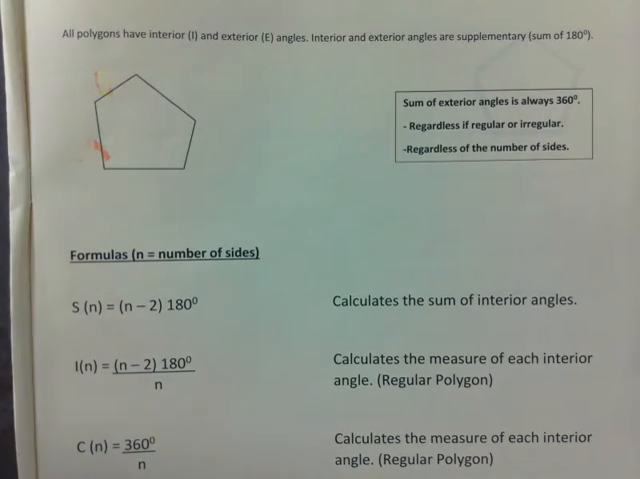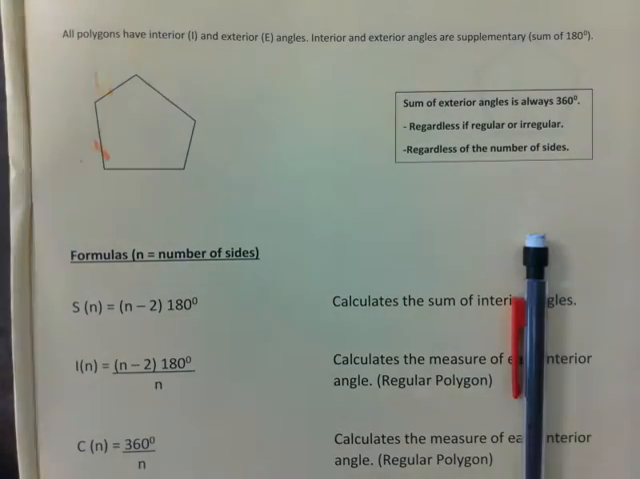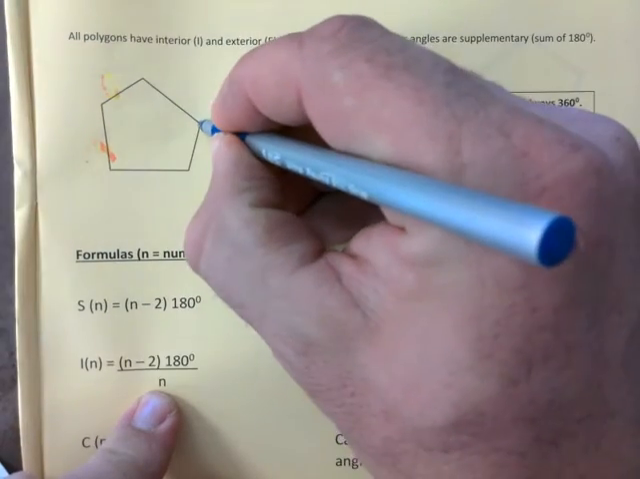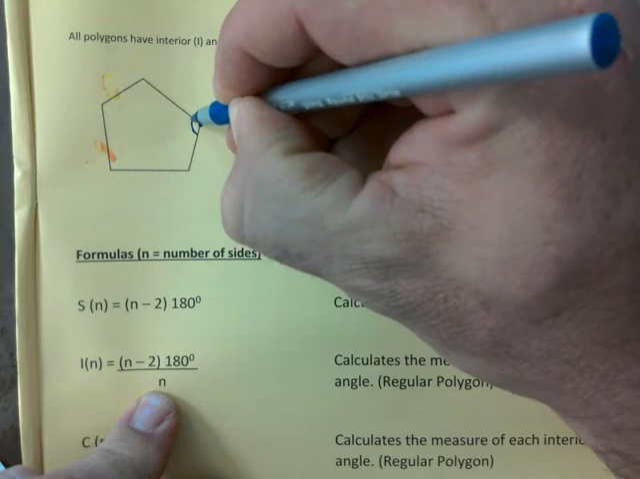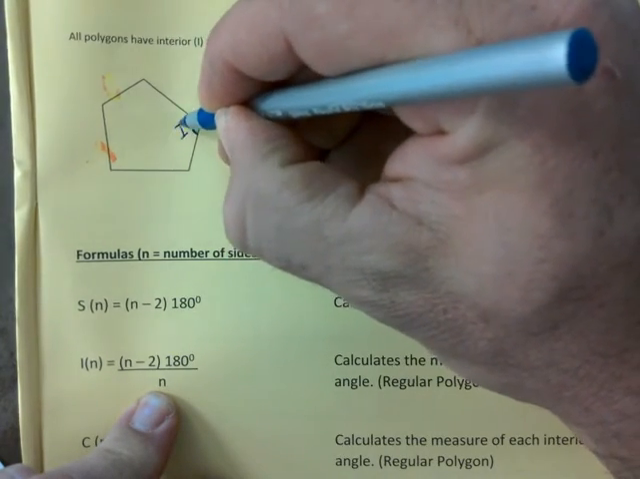So let me show you what I mean by that. I'm going to use a blue pen and a red pen. You don't have to, but I will. Just focus in on one corner, one vertex. If we focus in on this point right here, inside the shape, we have an interior angle.